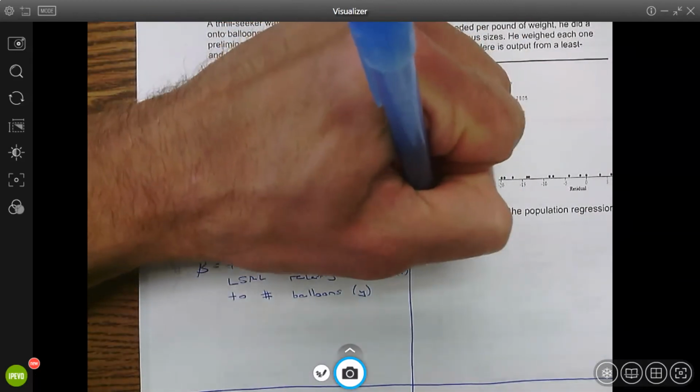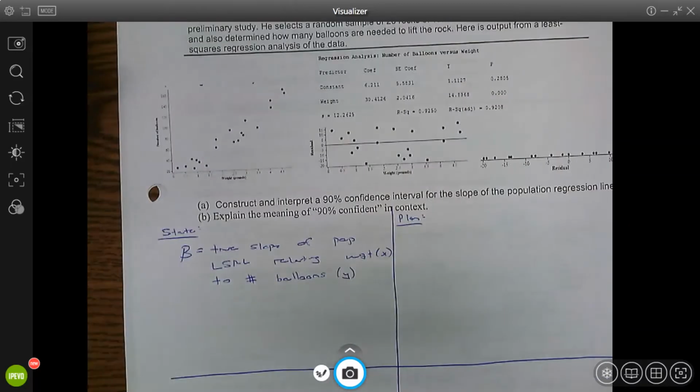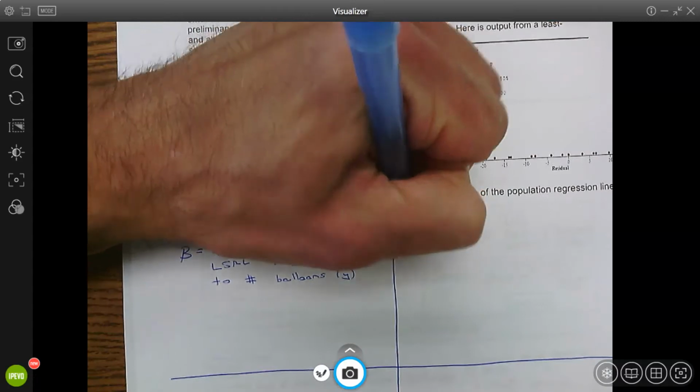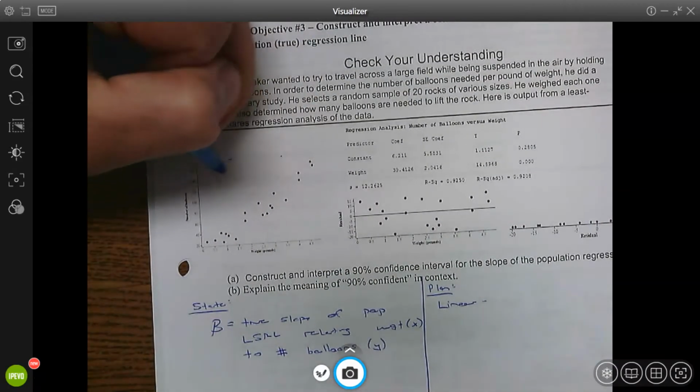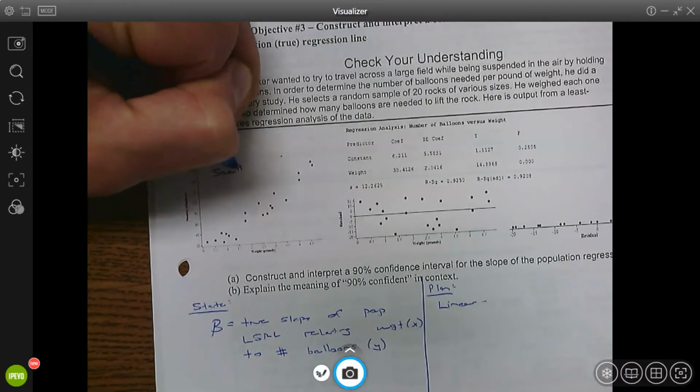The plan step. I had mentioned that we're going to use this acronym LINER, L-I-N-E-R, to help us with our conditions. And that's exactly what we're going to do. L is going to be linear. So there's a few plots that we've seen before. I just want to reintroduce them.